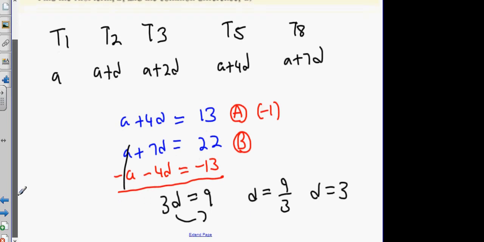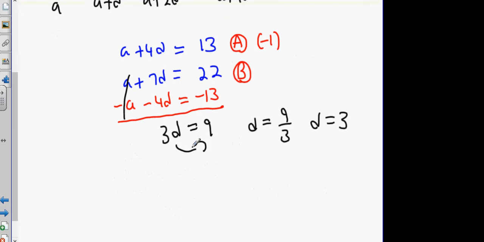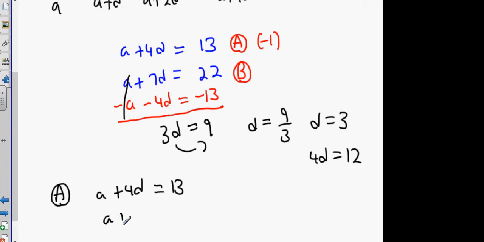Once you know what D is, you're then going to substitute it into either equation A or equation B. We're going to use equation A in this case. A plus 4D equals 13. However, if D is 3, 4D therefore must be 12. So A plus 12 must equal 13. Therefore A must be equal to 1.